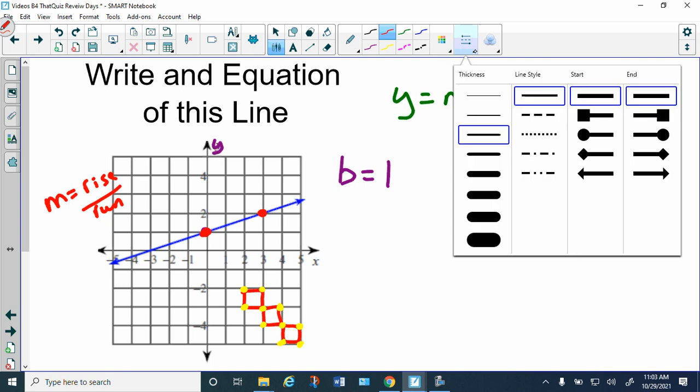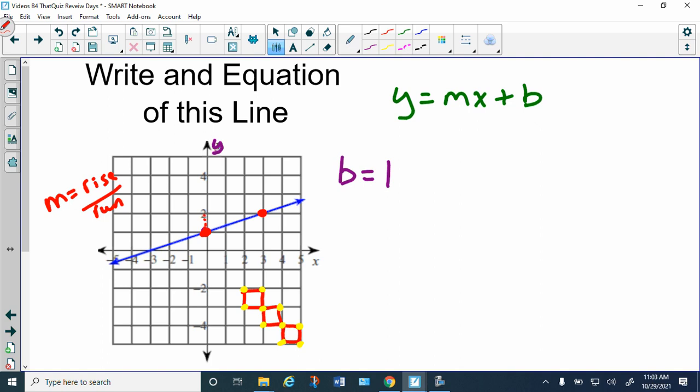Because when we're looking at a graph, we're going to go up. Our rise is how much we go up. Well, we're only going up 1, right? So we're going to go up 1, and we're going to go over. So that's our rise. And then the run is how much we go over. 1, 2, 3. That's our run. So we know that our slope is 1 over 3.